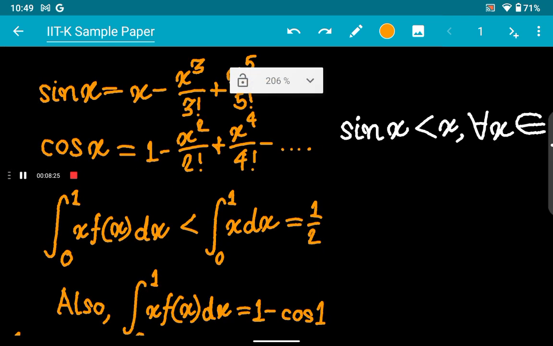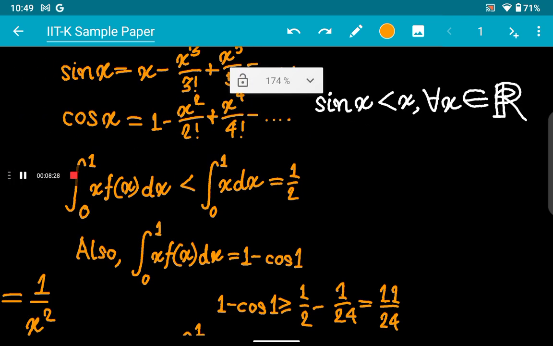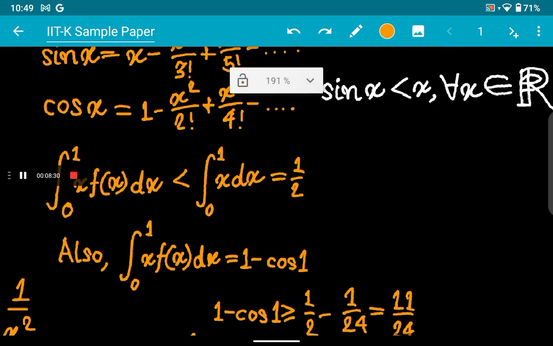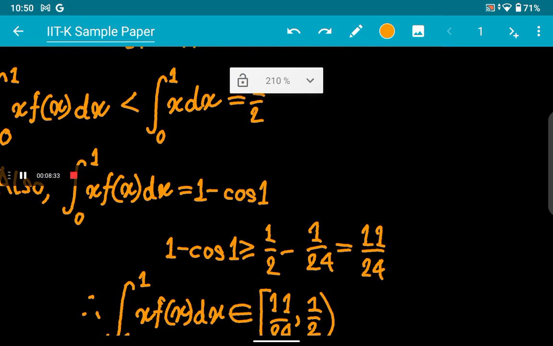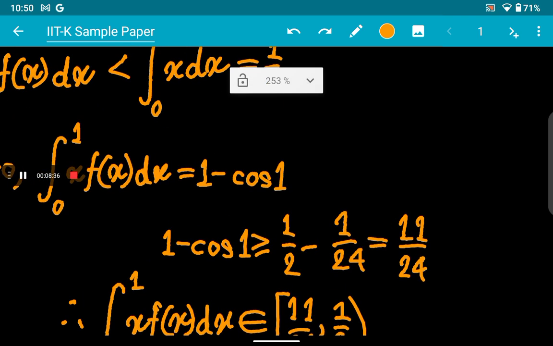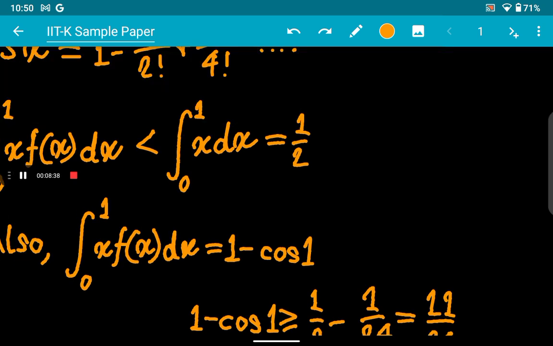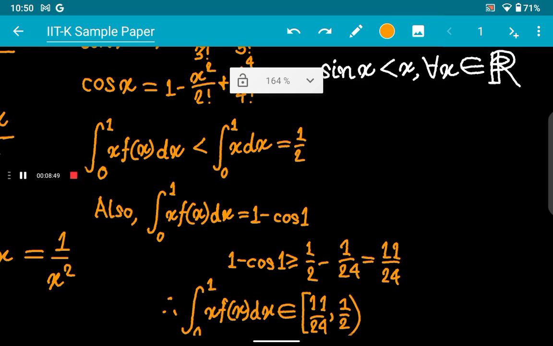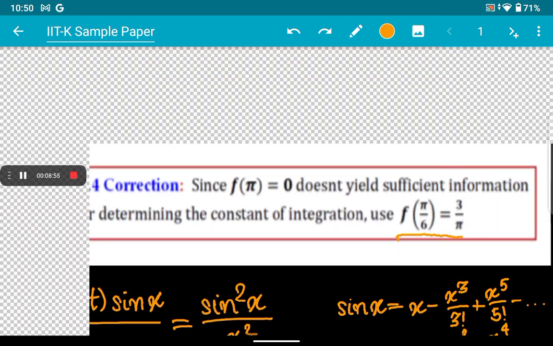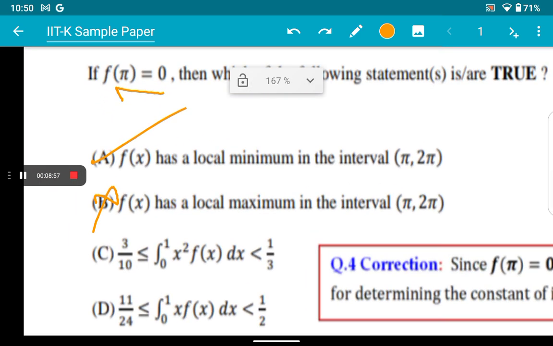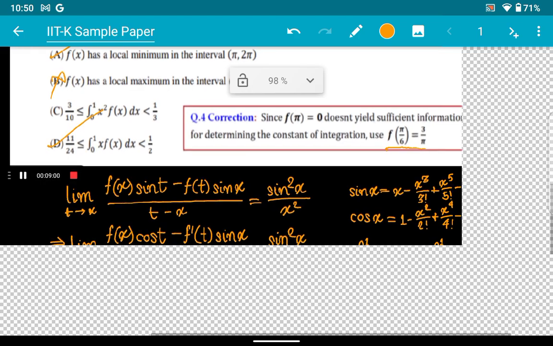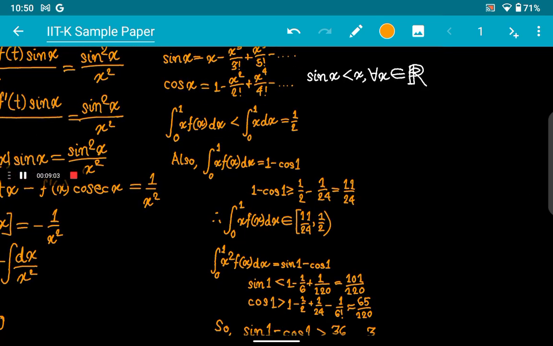So 1 minus cos 1 will be greater than this if we consider cos x up to the third term. I mean cos 1 is less than 13 by 24. So 1 minus cos 1 will come out to be greater than 11 by 24, I'm sorry. And so the range is 11 by 24 to half. From that we conclude that this option is also correct, option D. And now let's move on to the last option, option C.